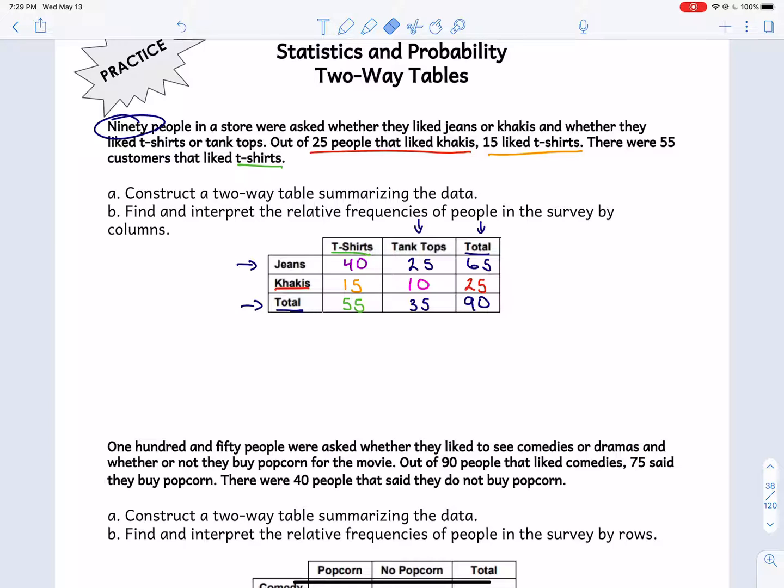And then it says, find and interpret the relative frequencies of people in the survey by column. So we did this with the roller coaster example, but let's see if we can do this. So by column. Okay, so forget about the rows. The reason we have to be careful is because we're going to order our sentence in a certain way. So basically, we're going to look at the columns. That's all we care about.